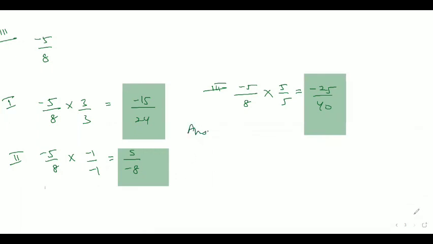Let's move to the fourth part. Fourth part is 7 by 6. So first equivalent fraction of 7 by 6, we can take minus 1 by minus 1, minus 7 by minus 6.